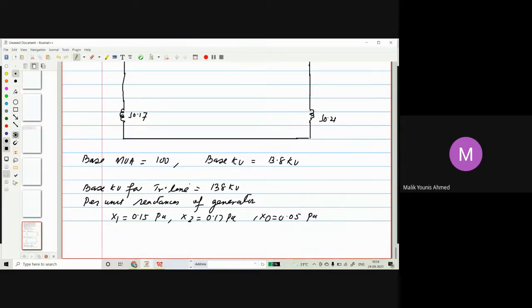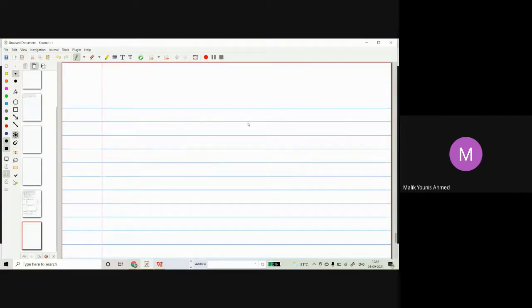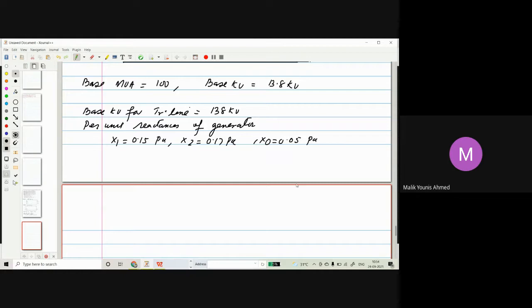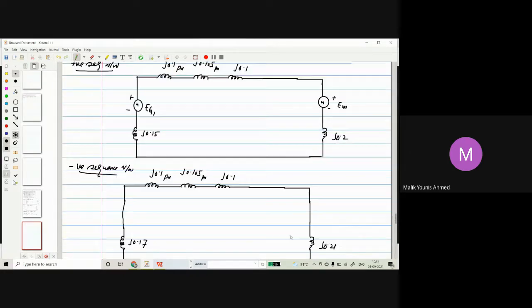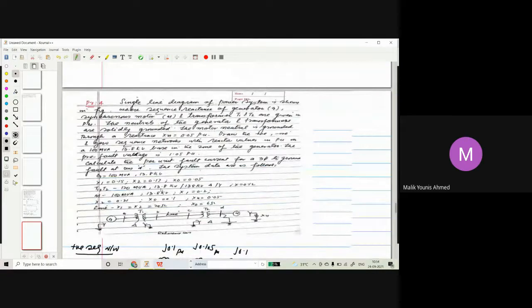Let's add a page to this, because this is the base kV for the transmission line. The per unit value for the generator will remain the same. Why? Because the base kV for both is the same. Next we'll come to the per unit reactance of transformers T1 and T2.